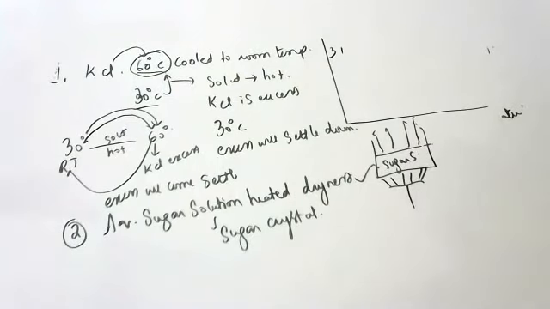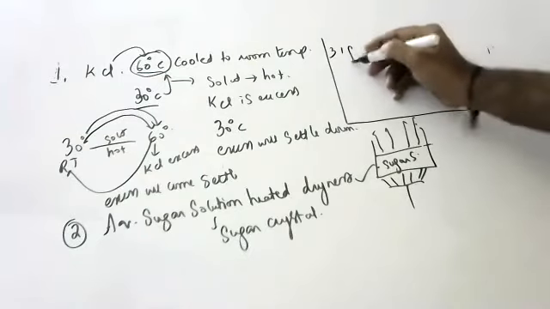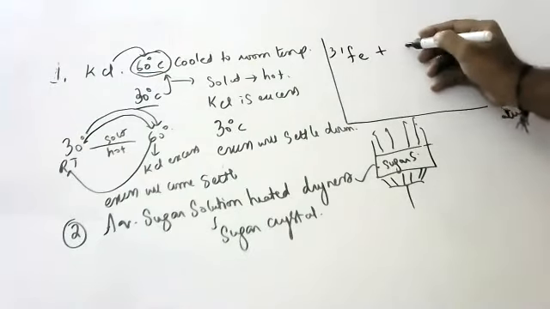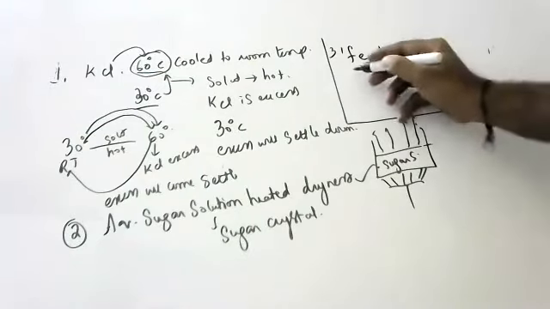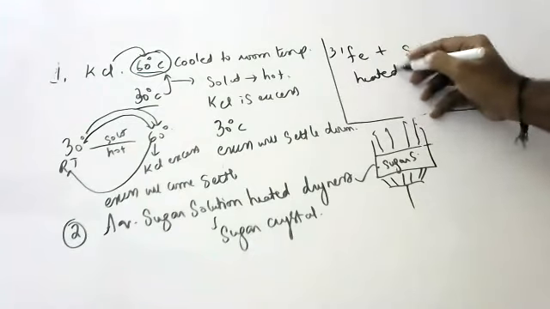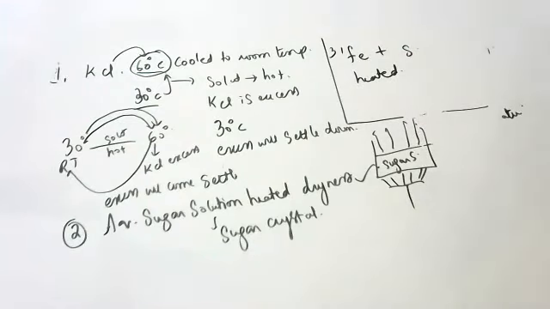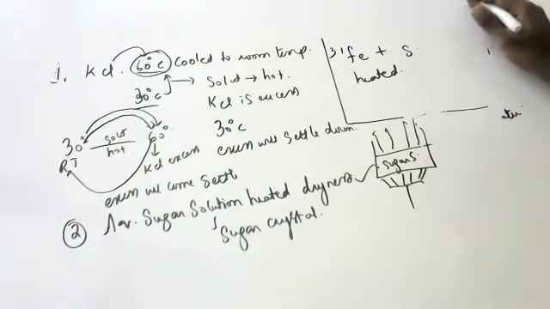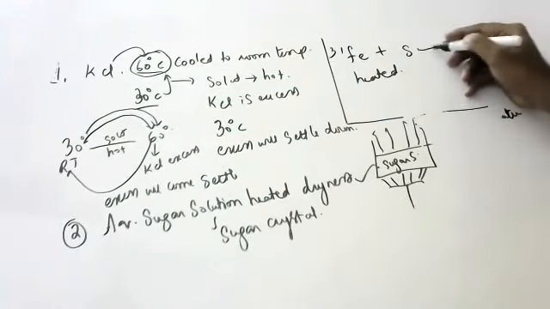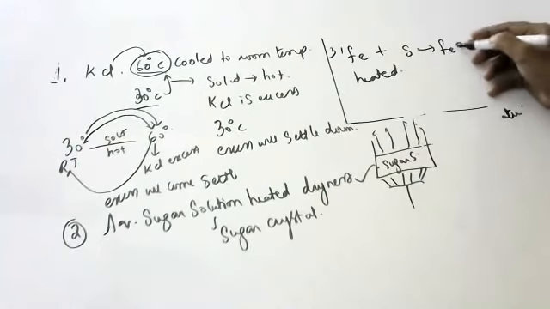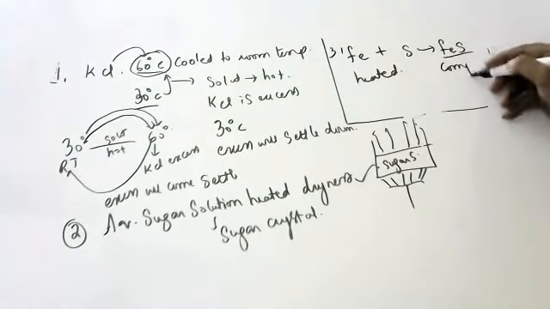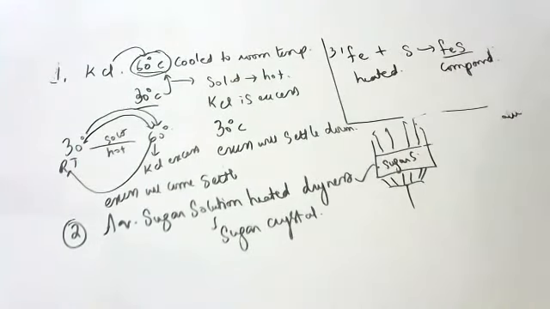Next one. A mixture of iron filings and sulfur powder is heated strongly. What happens? When you mix iron and sulfur and heat, what happens, children? You will get an iron sulfide compound.